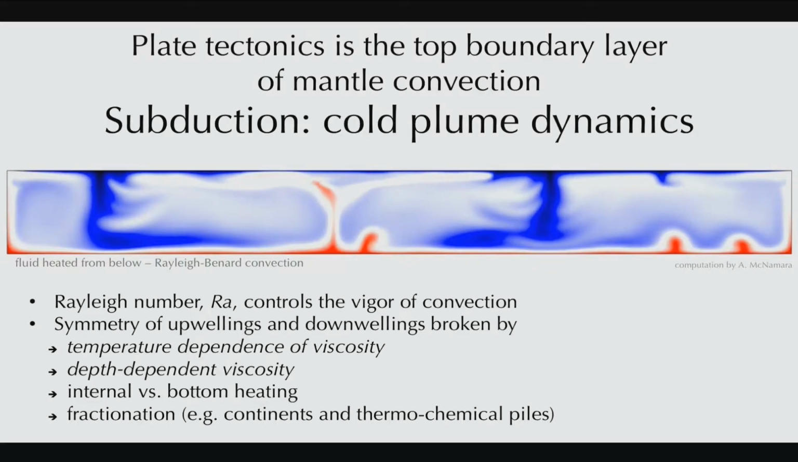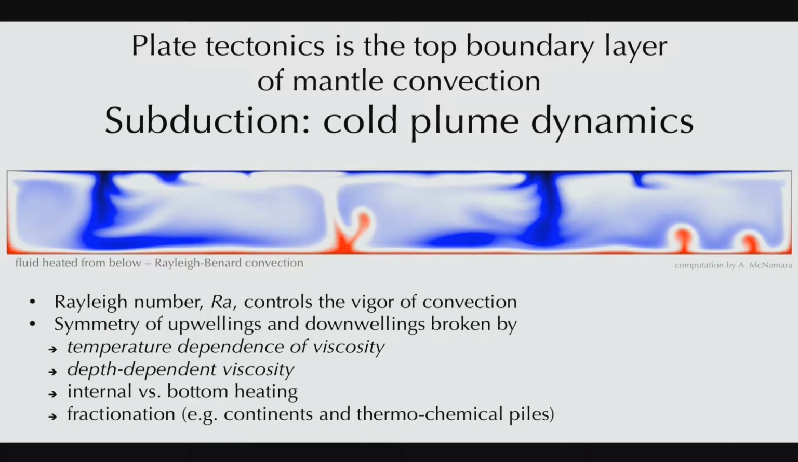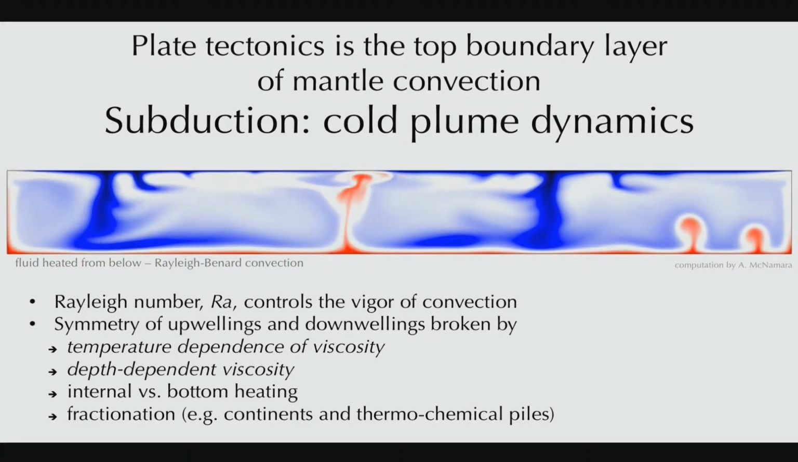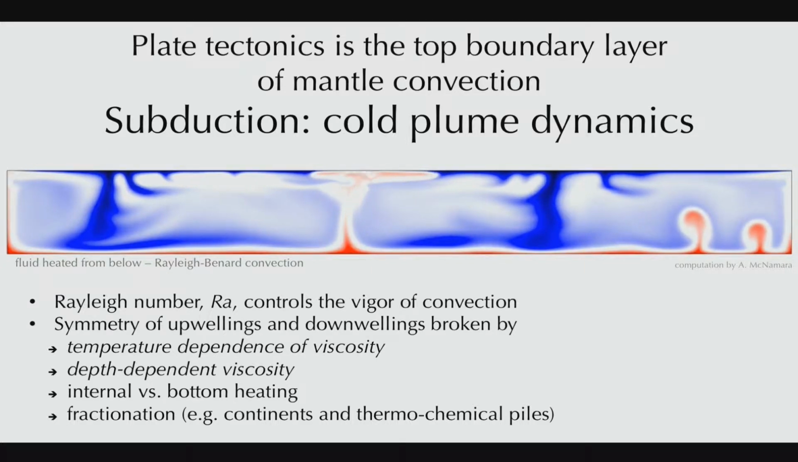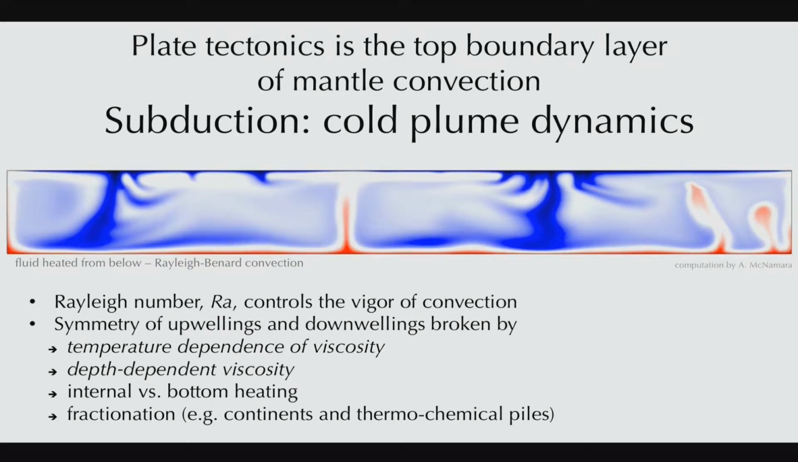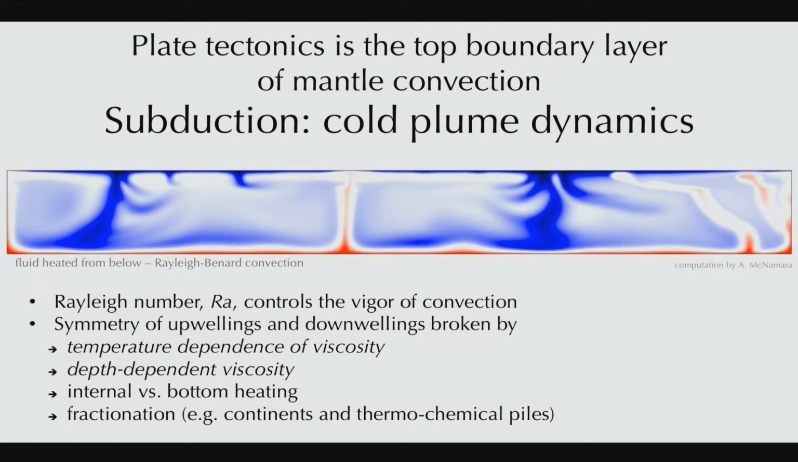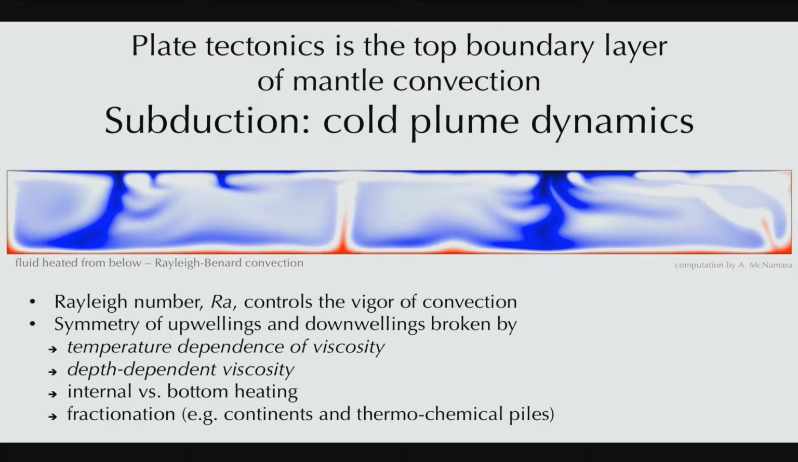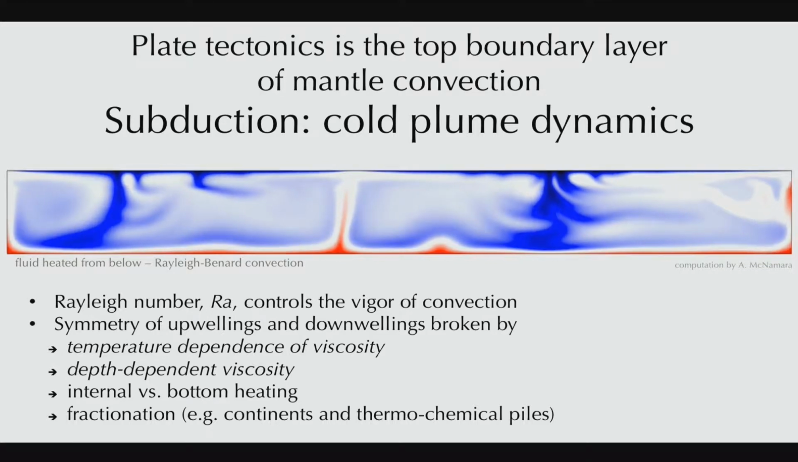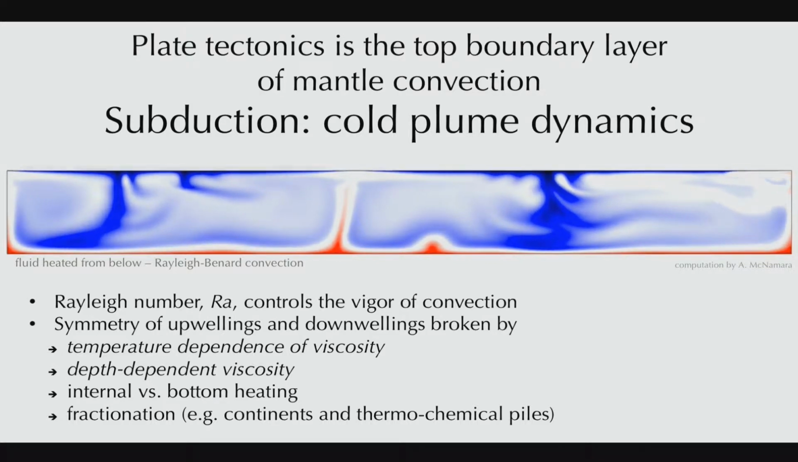Right? Other factors that will break the symmetry and affect the symmetry are the partitioning between internal and bottom heating, something I'm going to come back to later, and also, of course, fractionation. The Earth is not a thermal convecting system, it's a thermochemical system. And fractionation, melting of material, matters in a number of ways. It leads to the formation of continents, which are these floaters on top that are not subducting, obviously.